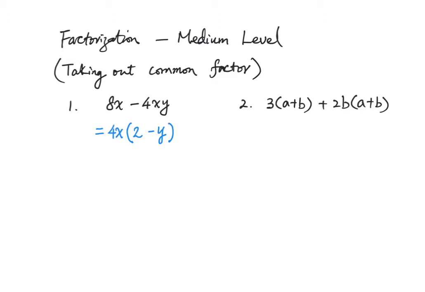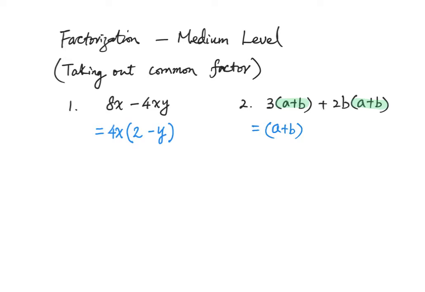And for the second question, what we can see is the bracket a plus b for the first term, and the second term also has a plus b. So a plus b is the common factor. We can take it out. So a plus b, take it out.